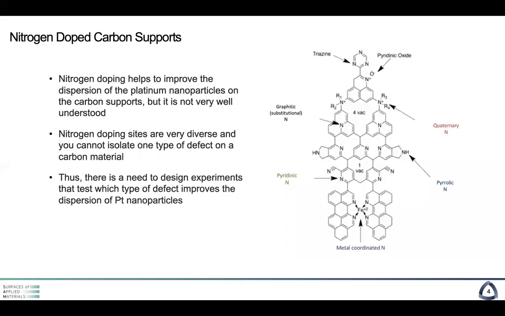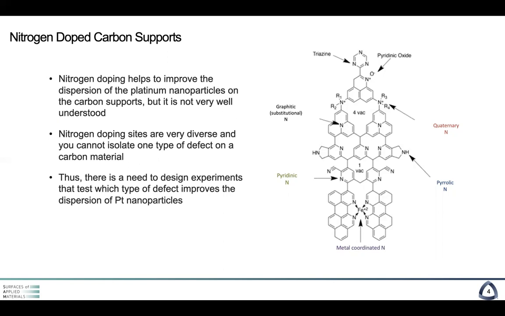One way that has been shown to have beneficial effects on the platinum dispersion on the carbon supports is nitrogen doping. Nitrogen doping will help to improve that dispersion, but currently the mechanism is not very well understood.